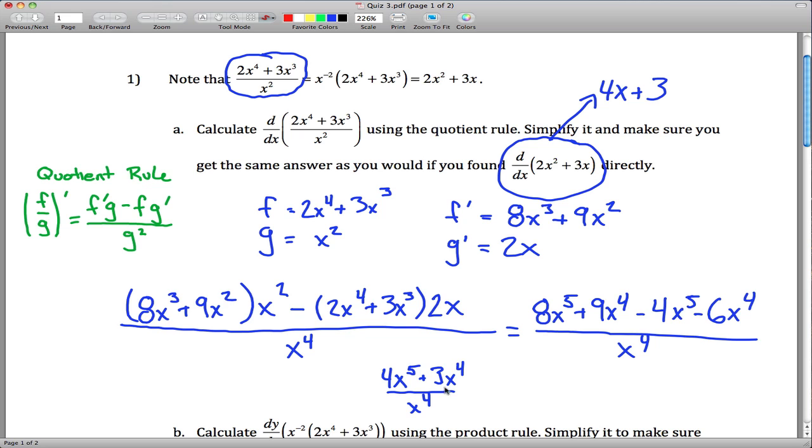Still not quite where we want to be, but we're getting closer. If you factor out an x to the 4th from the top and then cancel it with this x to the 4th down here, we'll be left with 4x plus 3, which sure enough matches up with what we hoped it would. So we're good.